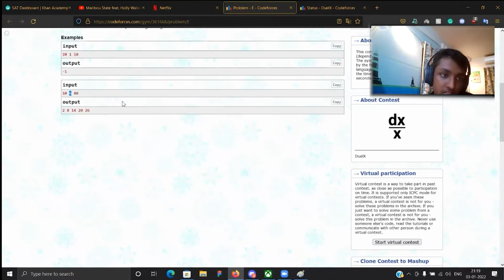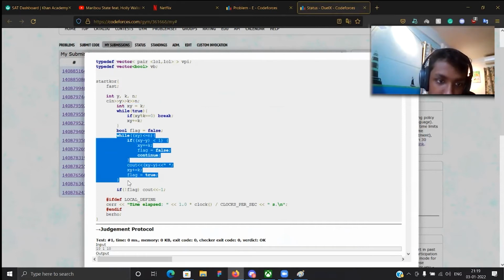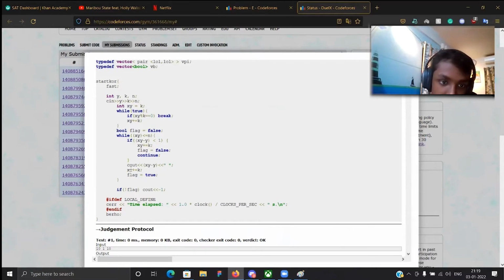Basically, I'm trying to find the xy value. It's pretty simple. Once I find the first xy value, I just keep adding until xy is lesser than or equal to n. If there is no such possible value, I'm creating a flag and setting it to false. What false means is there is no such possible outcome, no such number of potatoes for which both constraints are met. So what I'm doing is, if xy minus y is lesser than 1.